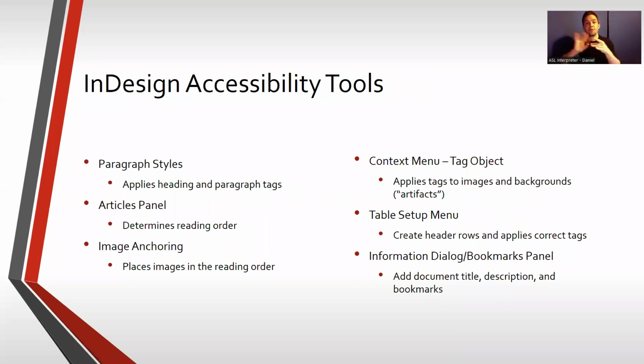And then you have the context menu. So if you right click on something, you can tag it. You can make images, obviously images, or you can make them artifacts. Again, those background things that get skipped because they're not giving us any value other than visual appeal.